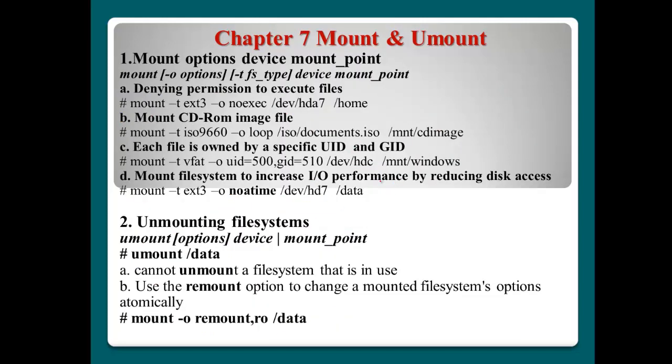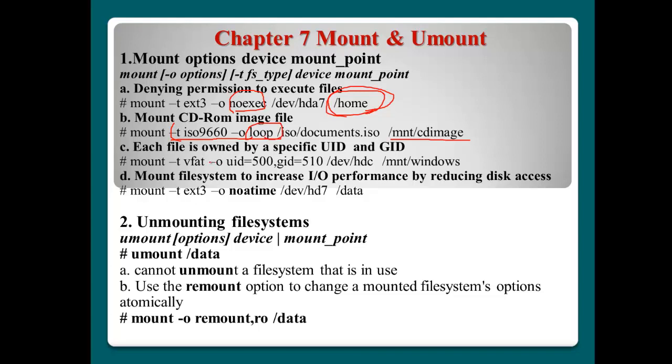Chapter 7, mount and umount. We can use mount to match the device and the mount point. The mount point is normally a directory name like this. For example, A, denying permission to execute files. In the home directory, we don't want users to execute some files, so we can use the option noexec. B, mount a CD-ROM. If we want to mount the CD-ROM to a specific directory, for example /mnt/cd image, we can use these options: the ISO 9660 file system type and the loopback interface like this.